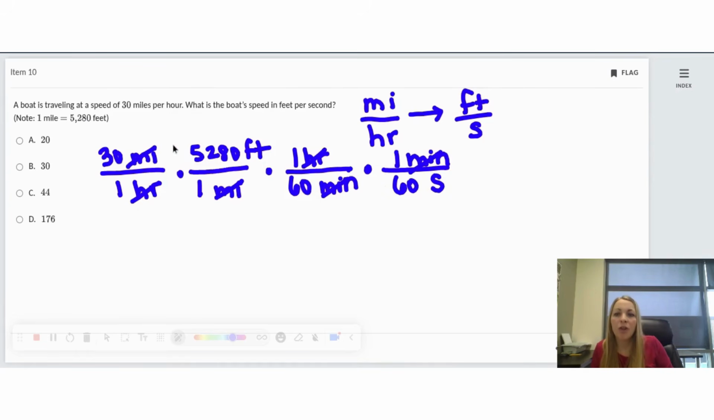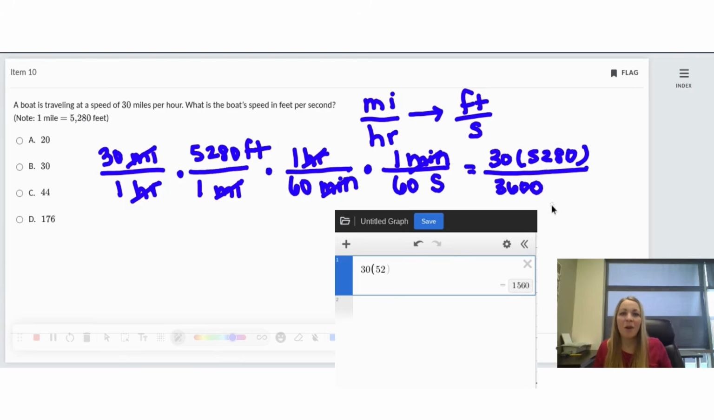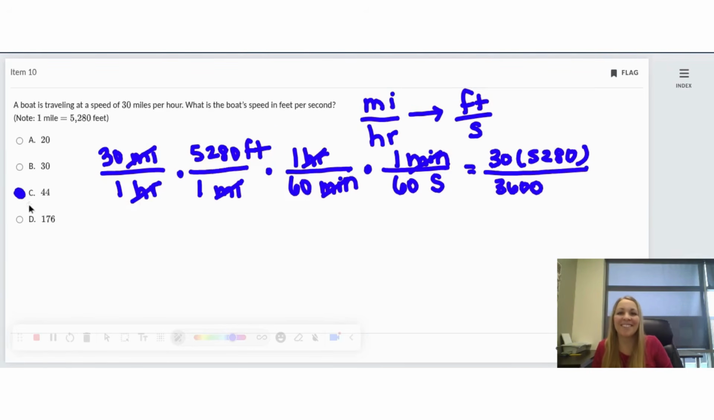I'm going to multiply 30 times 5,280 on top. And then on the bottom, I'm going to do 60 times 60, which is 3,600. And I'm just going to divide that out in my graphing calculator. When I do that, I get answer choice C, 44.